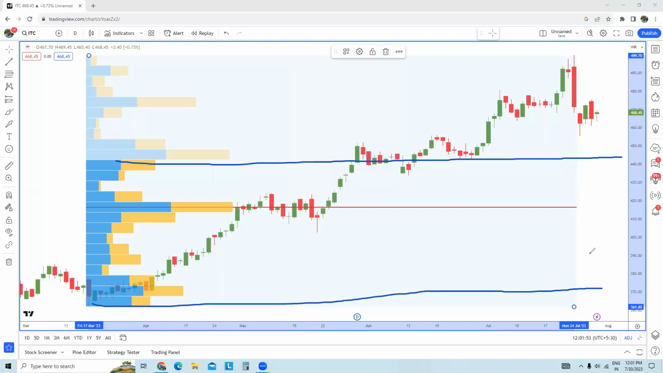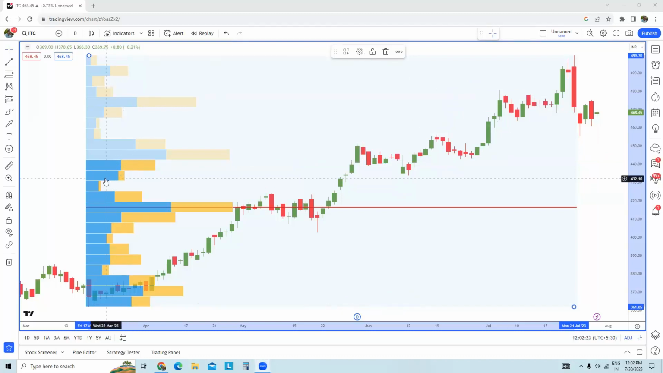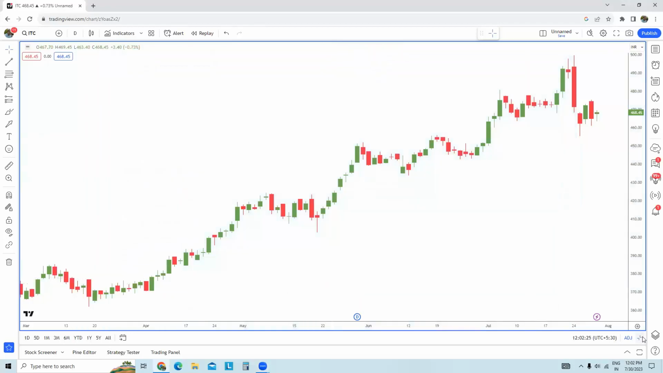So how did it help? It did help to understand that in case ITC comes down, then possibly 440 will act as a decent support. And probably you can see even over here, there is a previous low. Even over here, this is a low. So this is how price, combined with the volume profile, can give us an accurate level in the market. Let's go ahead and check a couple more examples.